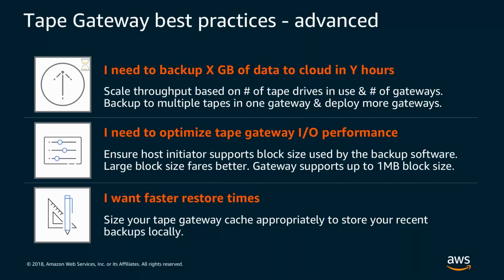And finally, you say you want faster restore times. And the local cache will really help you there to store and access backups locally, while at the same time having a copy in the cloud. As I was mentioning earlier, the max cache supported on tape gateway is 16 terabytes. So depending on your backup data size and how far you anticipate needing to go back for your data, you can size your cache appropriately.